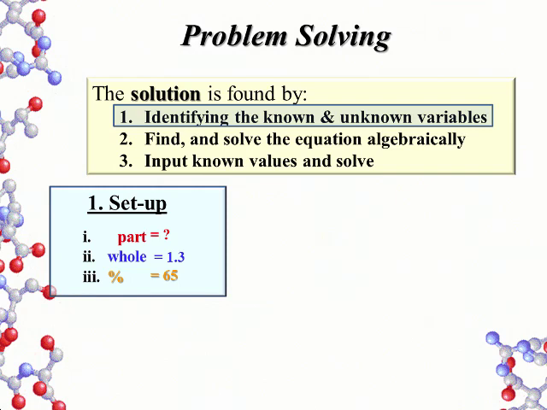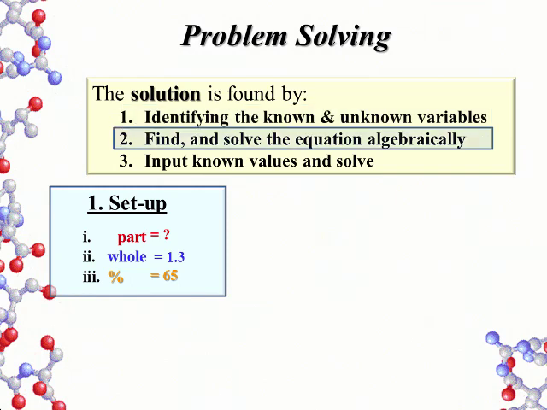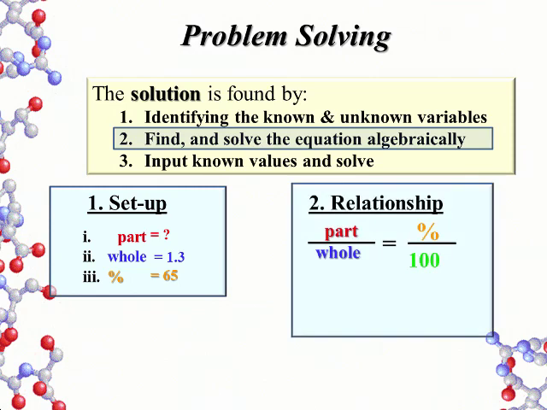So we're breaking the larger problem down into smaller problems. That's a very, very useful technique. For demonstration purposes, we will pretend that we are tackling a percent problem, with the part as the unknown. The second step is to find and solve the appropriate equation algebraically. This step is under the title Relationship. The relationship is the equation or equations that relate the known and unknown variables in the setup.